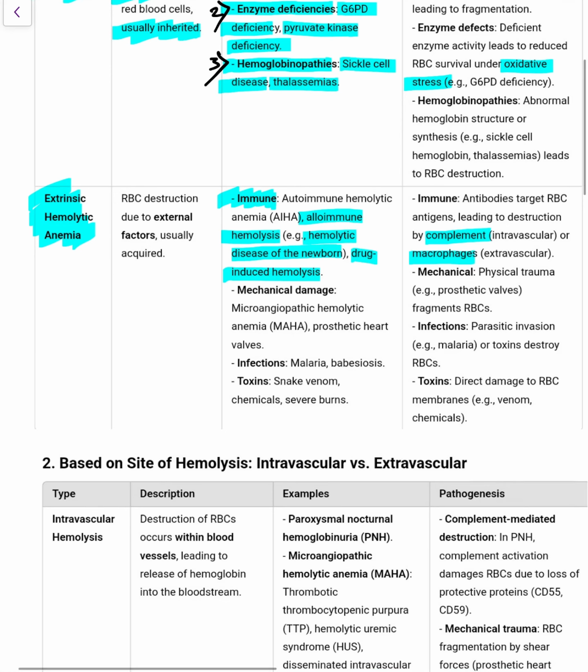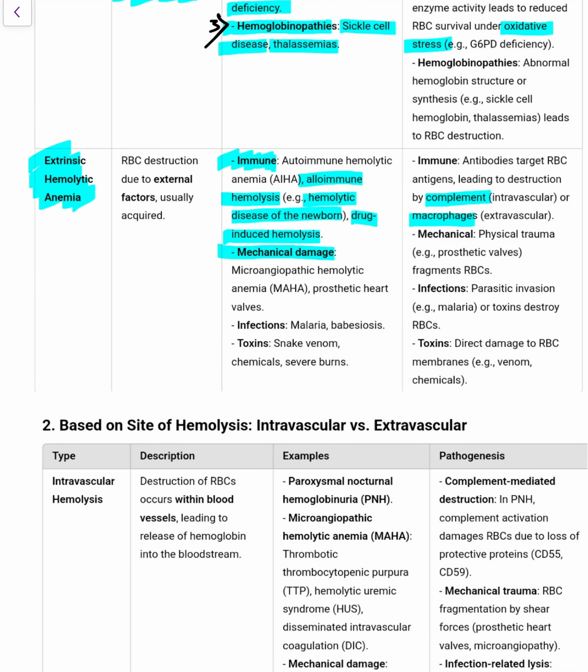Next is mechanical damage. Examples are MAHA, that is microangiopathic hemolytic anemia, and prosthetic heart valves. How do they break down the RBCs? By causing physical trauma. Like if you see the prosthetic valve, physically it will lyse the RBCs.